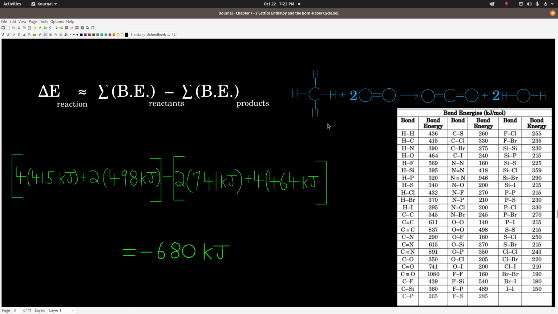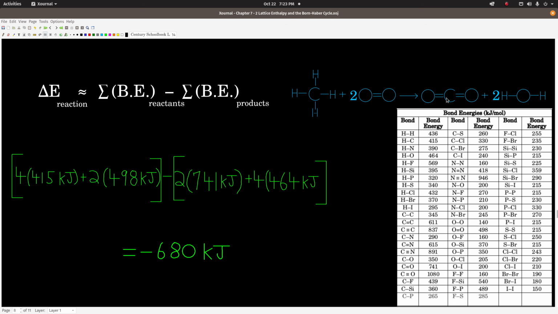So what we do is we just look up the bond enthalpies for all the bonds in the reactants. So methane has 4 carbon-hydrogen bonds. So we look up carbon-hydrogen, it's 415. 4 times 415 kilojoules. Plus, there are 2 oxygen molecules, that we have to take that 2 into account right here. Each oxygen molecule has 1 oxygen-oxygen double bond, and that's 498 kilojoules. So those are the bond energies of the reactants. What we're doing is we're imagining we're breaking apart all the bonds in the reactants, and it takes this much energy to do that. Then we're going to reform those bonds to make the products.